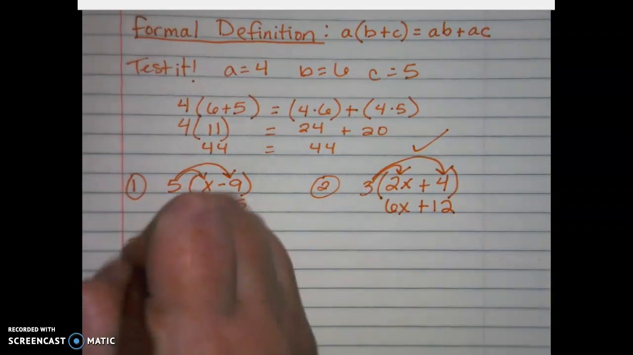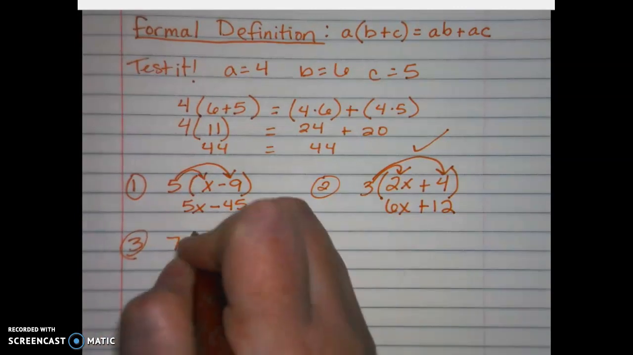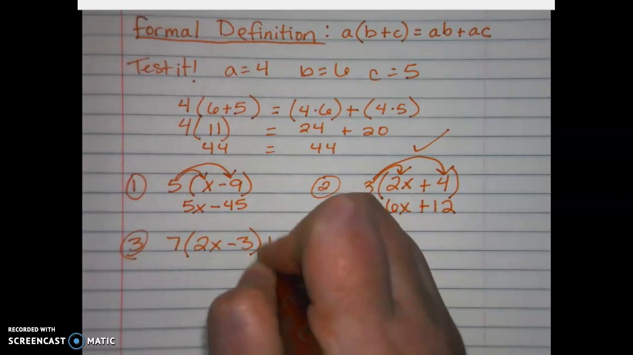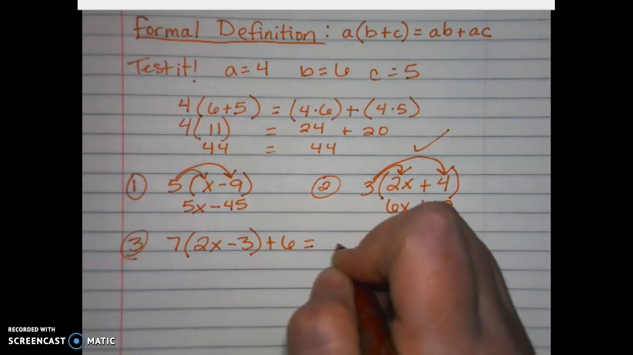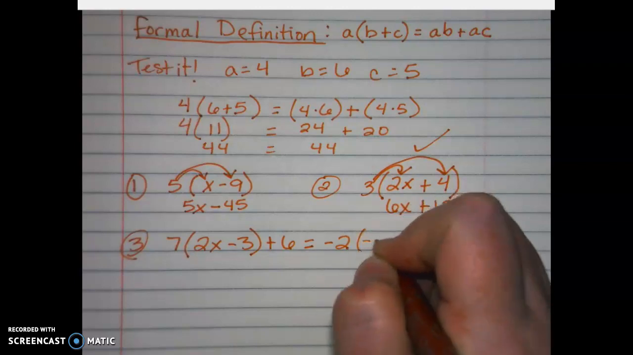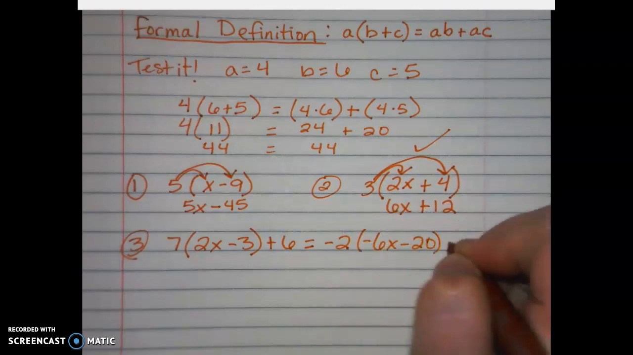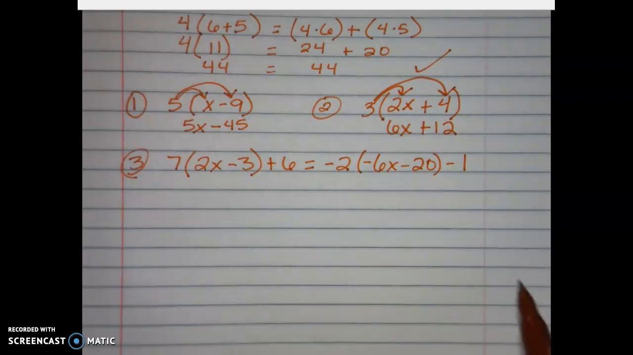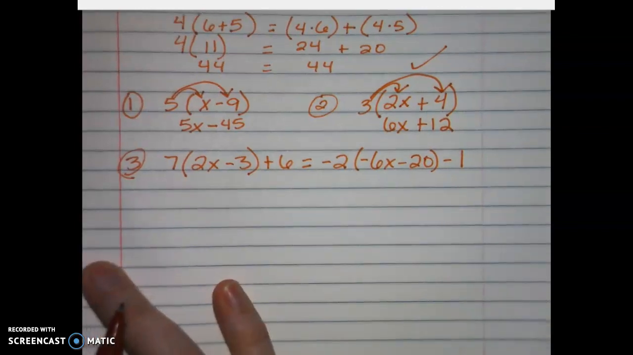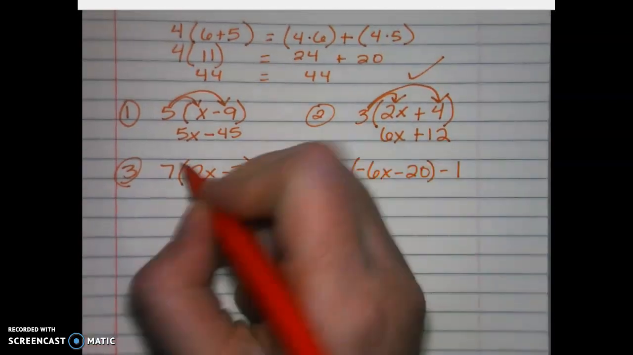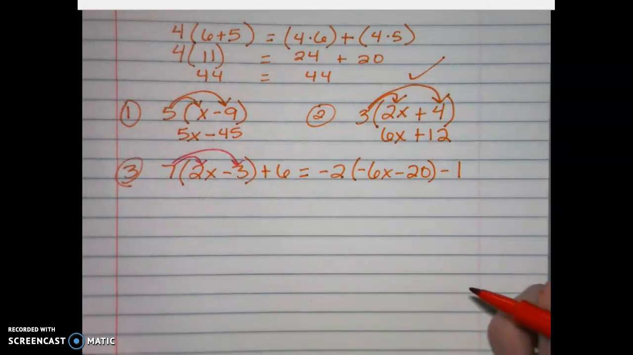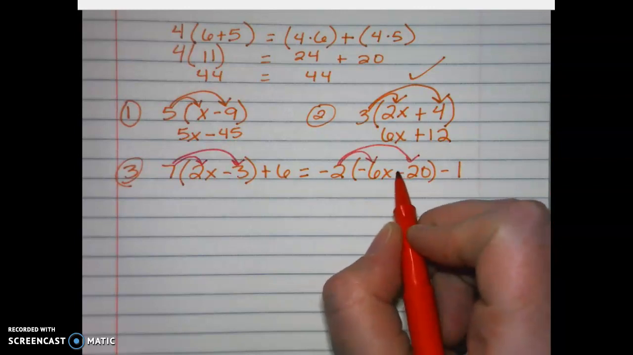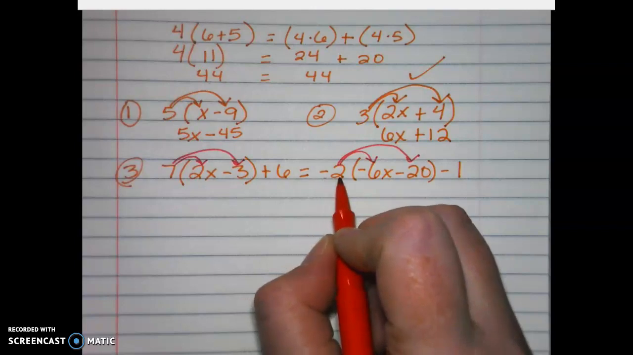You can do this. Okay, so look at this one. So I've got problem 3 here. Got 7 times 2x minus 3 plus 6 equals negative 2 times negative 6x minus 20 minus 1. Now don't get all scared and freaked out because it's all long. It's fine. It's not a big deal. All you're going to do and make sure to do is make sure that you multiply by both parts. Okay? By both parts. And yes, this negative goes with this 20. This negative goes with this 2.